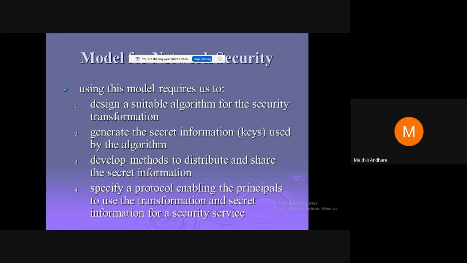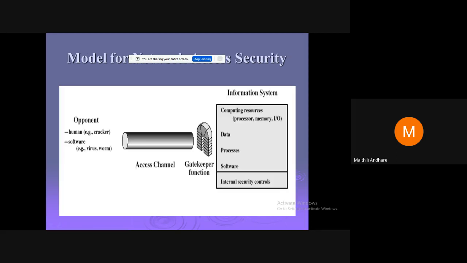Then generate the secret information and key used by the algorithm. Secret information means some keys are used to secure the information by the different algorithms. Different keys are used. So that is the second step, generate the secret information used by the algorithm. Then develop a method to distribute and share the secret information. Then specify the protocol enabling the principals to use the transformation and secret information for a security service. We have to specify the different protocols also.